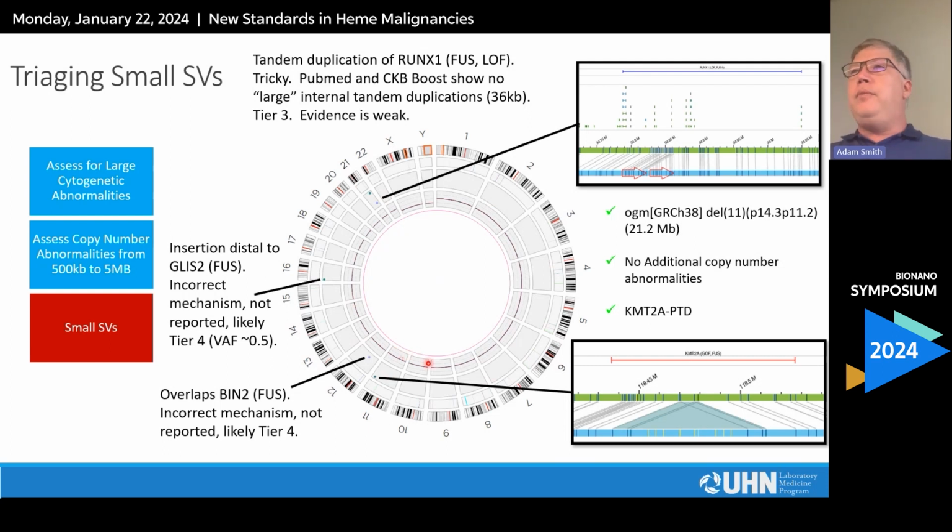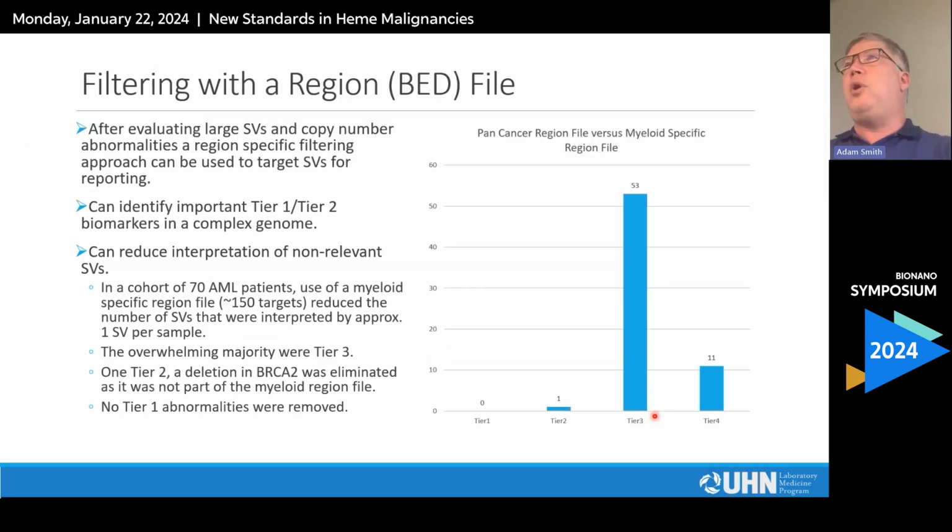And so there's a couple here that really don't have any good evidence that they have any impact. So we're going to discard those right away. We've got a very interesting RUNX1, looks like a RUNX1 duplication in the body of the RUNX1 gene. We don't really have a lot of evidence about these. So again, this is tier 3. We really don't know what they mean. But of course, here we have a KMT2A PTD. So we know what that means. And of course, we're able to annotate that on the report as well.